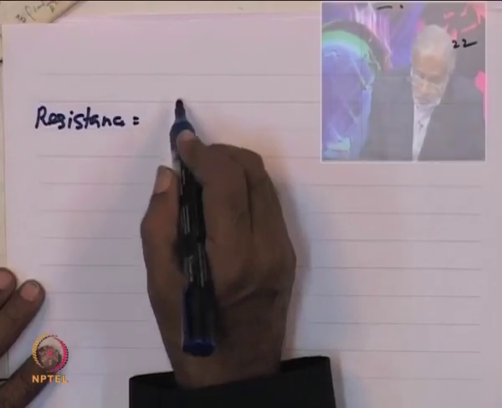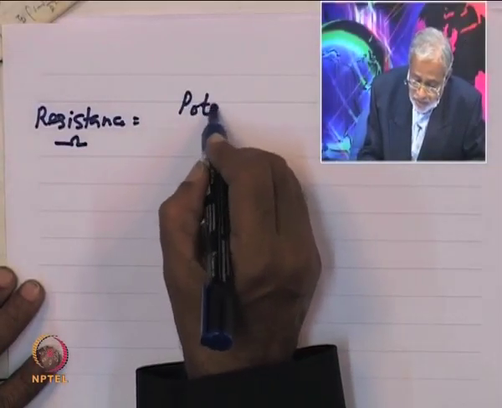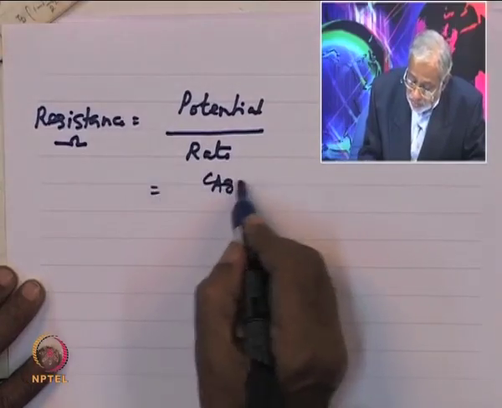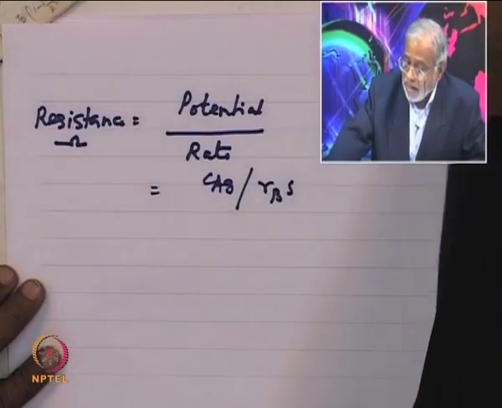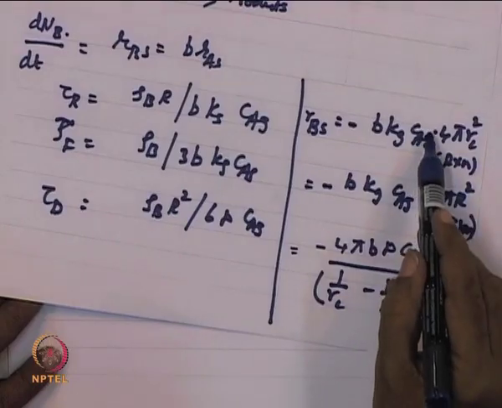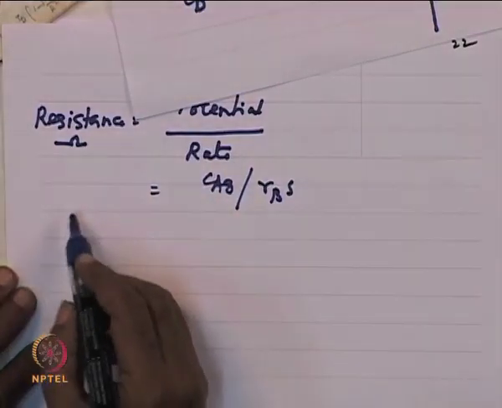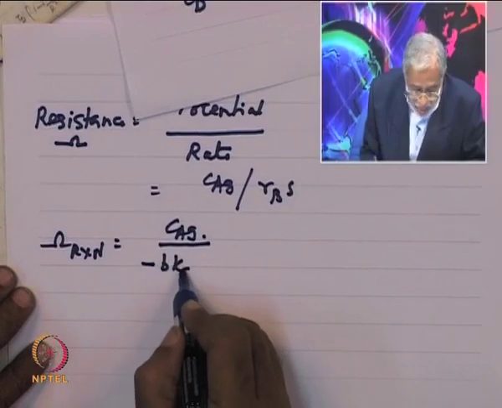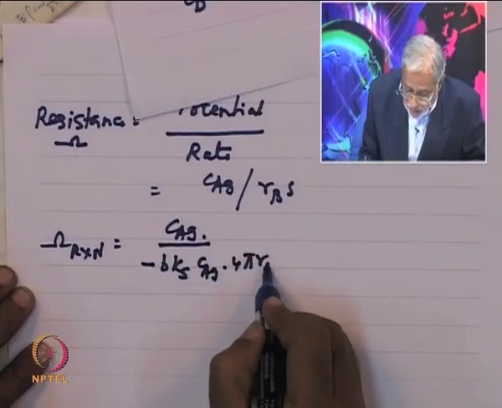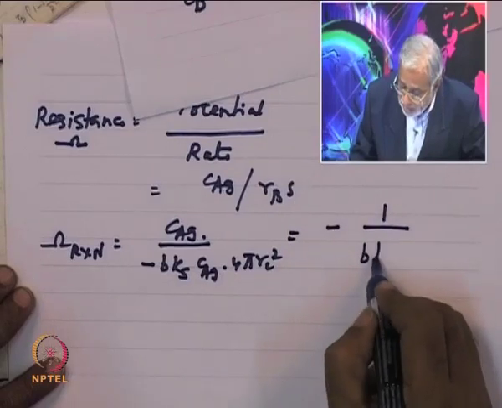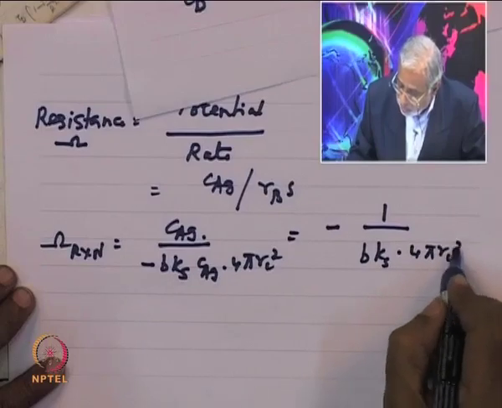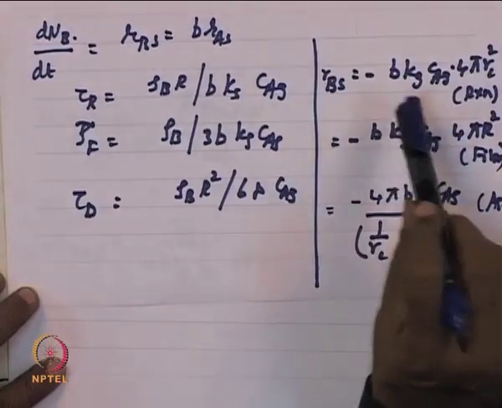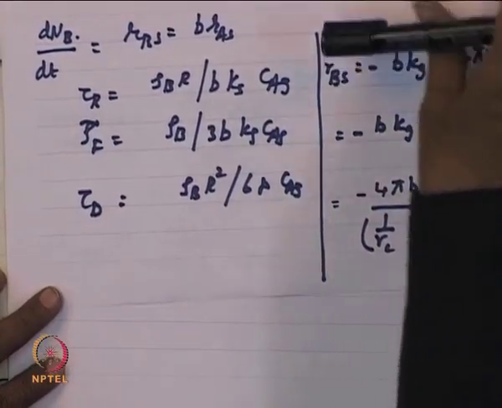resistance, which we can call omega, equals potential divided by rate. In this case potential is C A G, and rate is R B S, so the resistance is C A G divided by R B S. So, the resistance for reaction equals C A G divided by minus B K S C A G into 4 pi R C squared, which is equal to minus 1 divided by B K S times 4 pi R C squared. Is that clear? That is what I have written here.